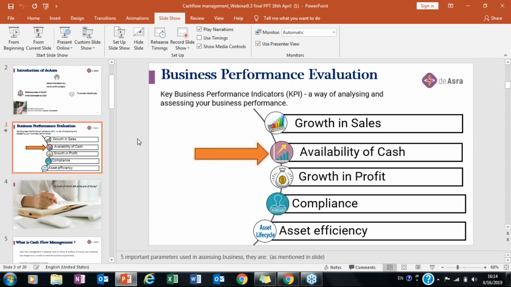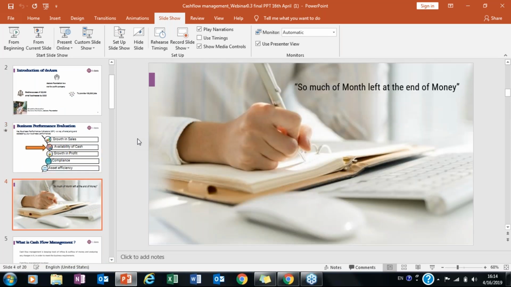Okay, so as we go ahead, we come across a proverb which says, so much of month left at the end of the money. Today it's the 16th of April and we're just half into the month. The entire half month is remaining, but the money is over in the business. A lot of times an entrepreneur comes up to us saying that I am not able to manage my cash, it gets over very quickly.